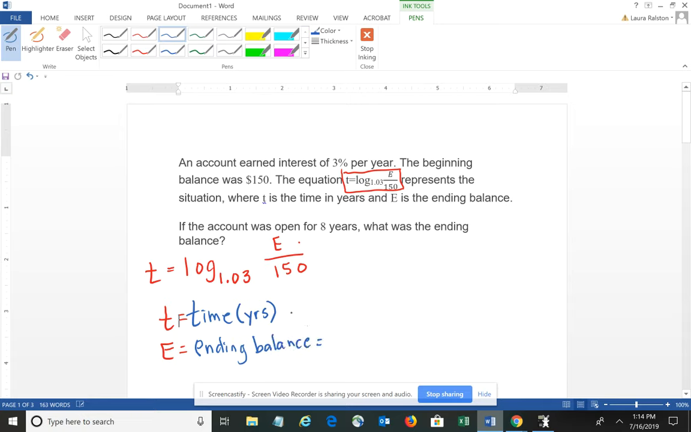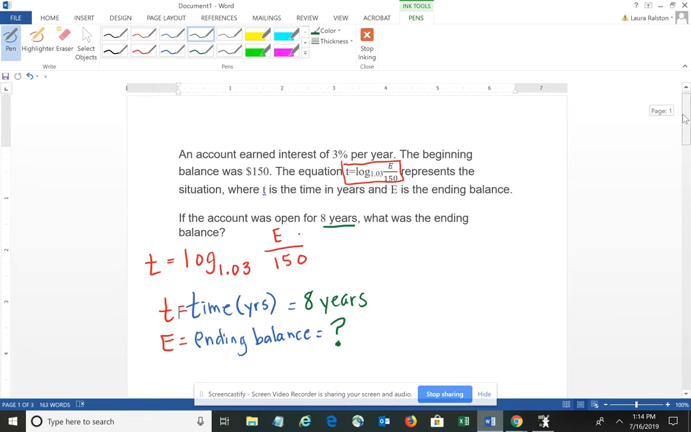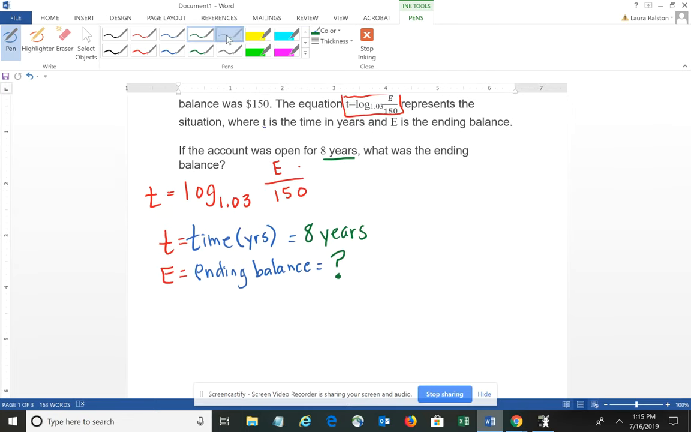Okay, so if I keep reading, the question says, if the account was open for 8 years. Notice it has the years, and so that represents my time. And the question is, what was the ending balance? So I'm looking for the ending balance in the account. Then I'm going to do a substitution into the formula. So I would have 8 equals the log of base 1.03 of E divided by 150.